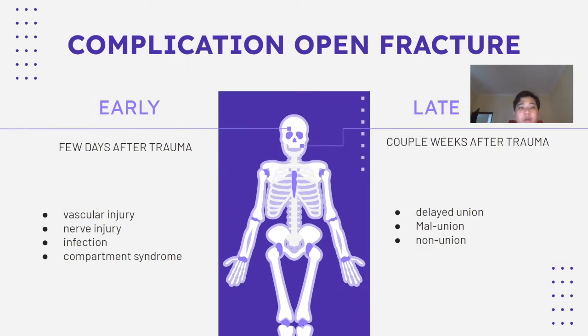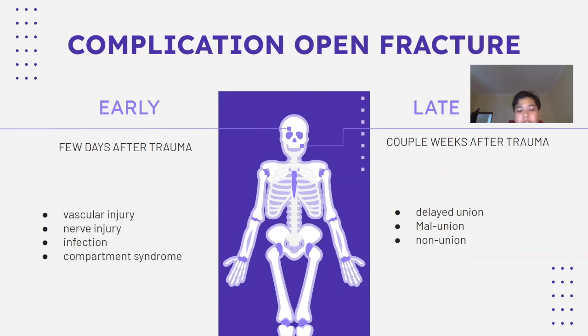Today I'm talking about the complications of an open fracture. In some cases of fracture, there are a few complications as a result of the fracture. Fracture complications are divided into two types. Early complications, which occur a few days after the trauma. And late complications, which occur a couple of weeks after the trauma, such as delayed union, malunion, and nonunion.